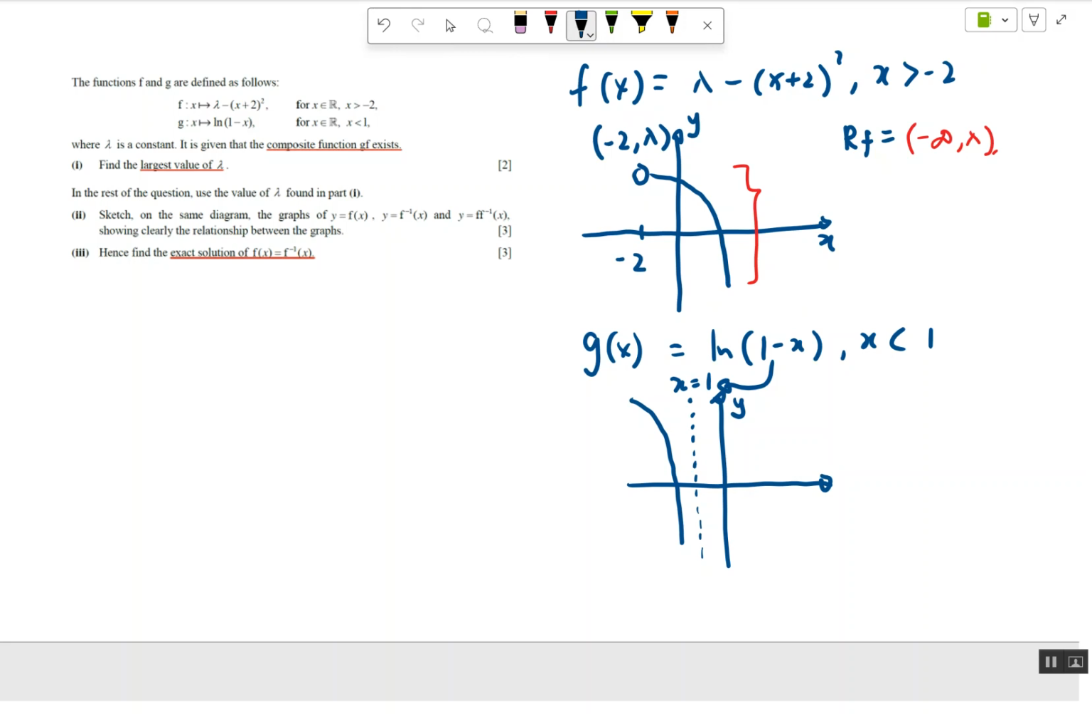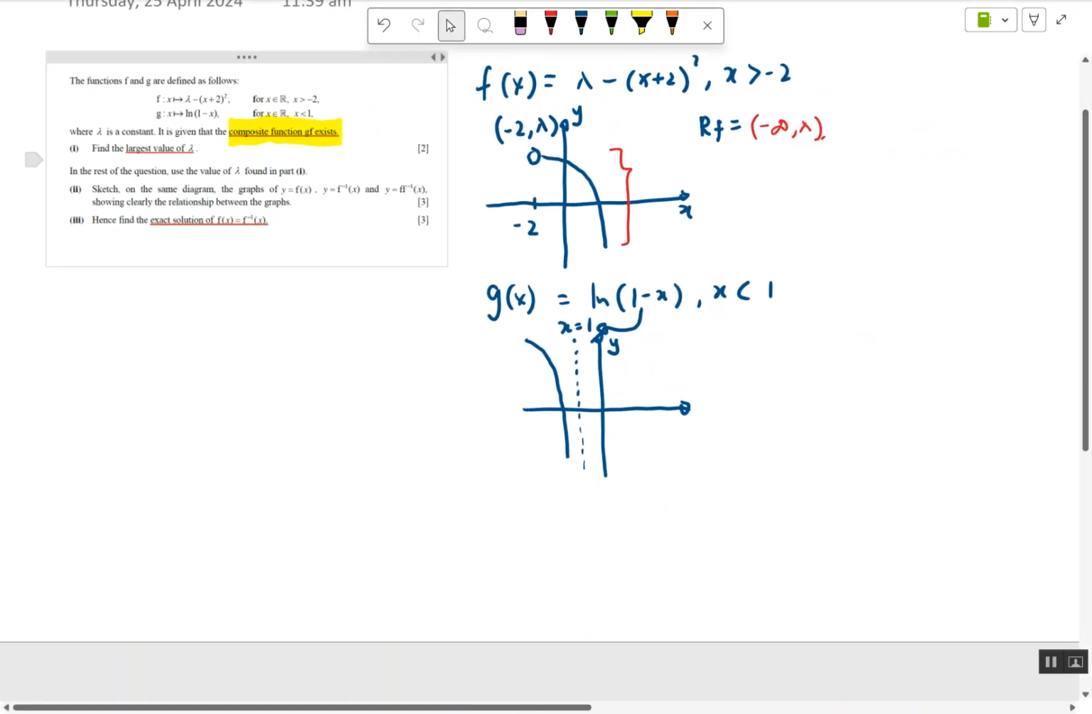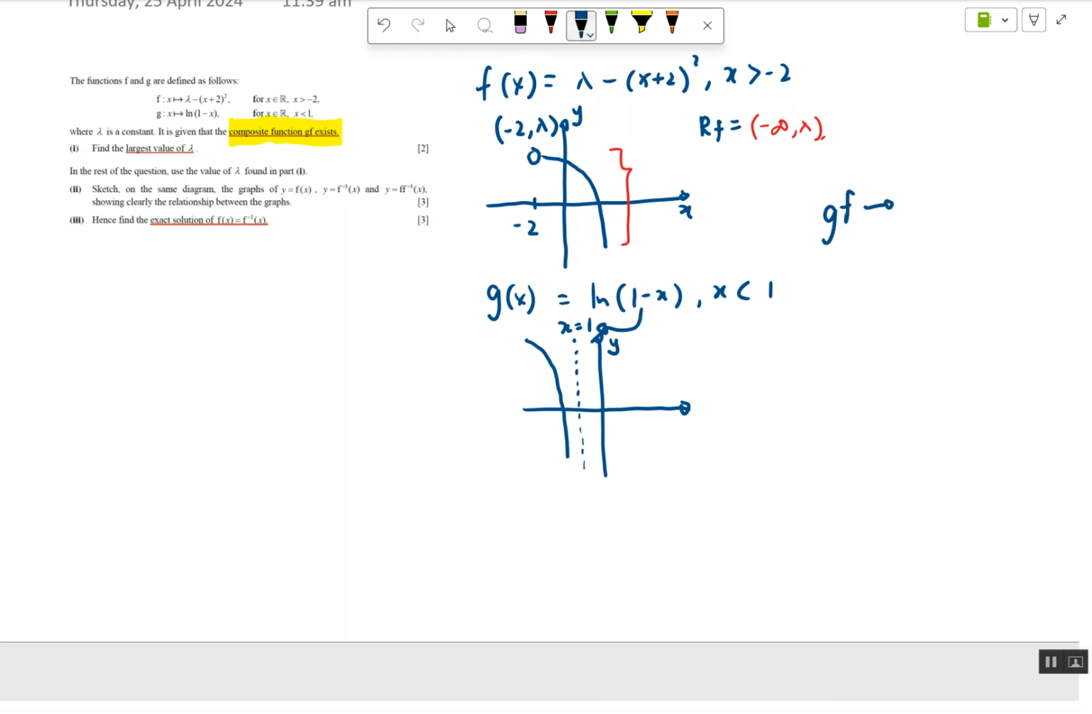Now the question says that the composite function exists. In order for the composite function to exist, the range of f, because I'm going to do gf, means that x will go through f first, then it goes through g to become gf. So at the interchange, the range of f becomes the domain of g. This is the part that you have to know.